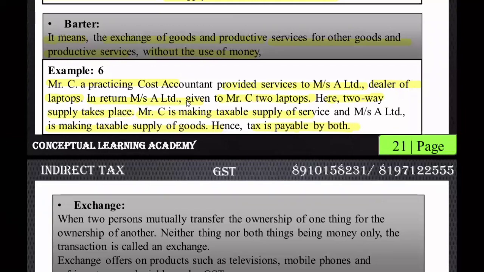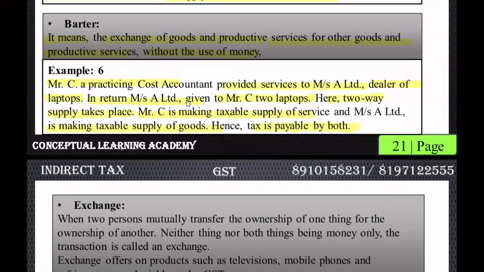Shivam, Mr. C is providing, he's a cost accountant. He's providing service to Mr. A. And Mr. A gives 2 laptops for C. So both, one is service, one is good. So correct. It's for consideration. So it is taxable supply. Now, the word is written, hence tax is payable by both. Both will pay tax. For service they will pay, and for the good, for the laptop they will pay.